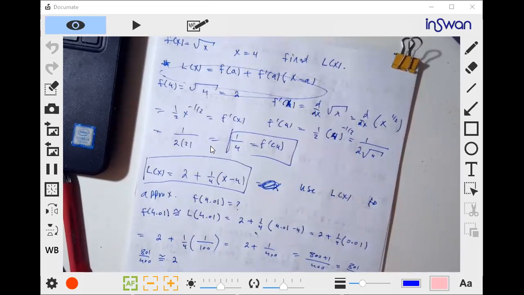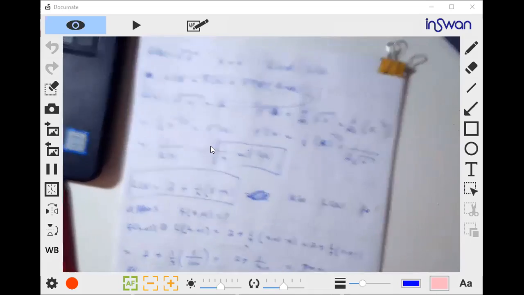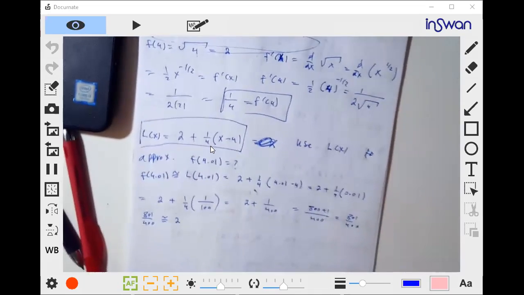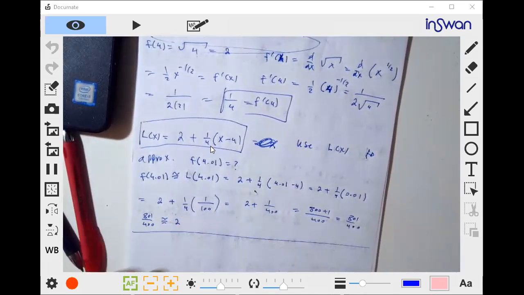But there we have it. We were able to approximate our function at a value slightly to the right of x equals 4. And in this problem, it may seem trivial, but for very complicated polynomial functions, it actually becomes invaluable. Okay?